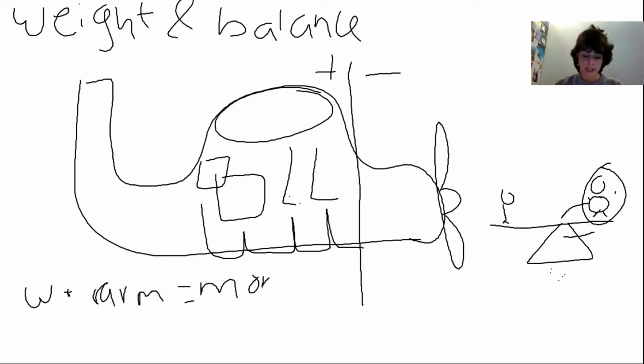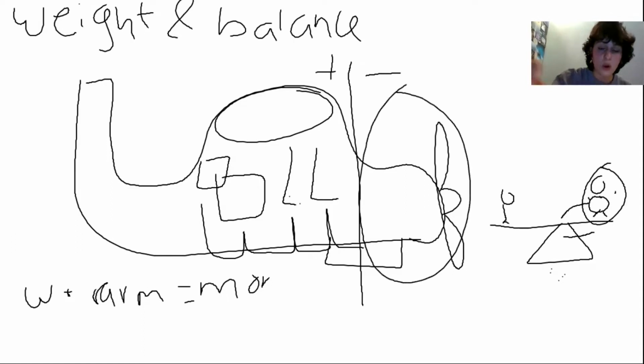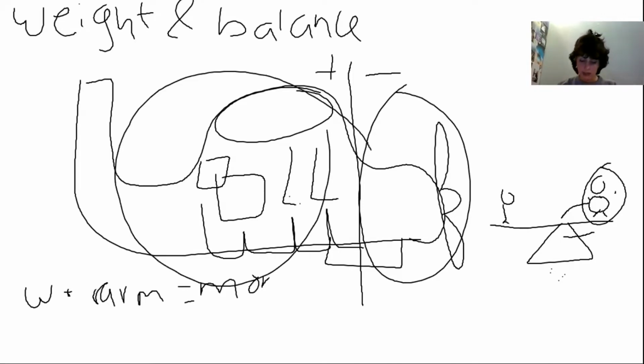In an aircraft, that is called the envelope, which is right here. The envelope is the place where the plane can pivot or balance with favorable characteristics. So anything forward in here would be considered nose heavy, and anything behind would be considered tail heavy.